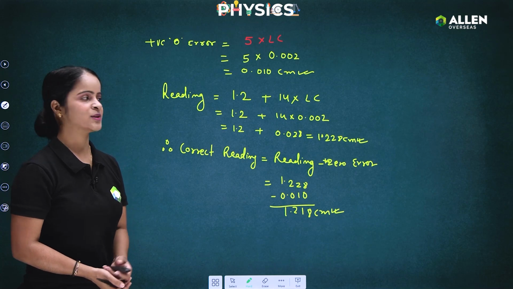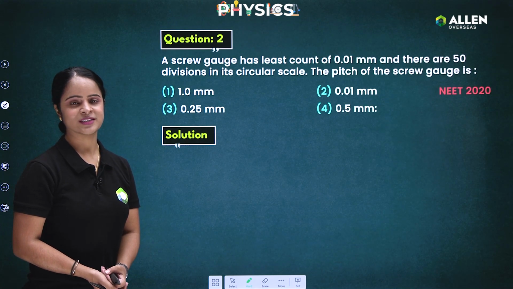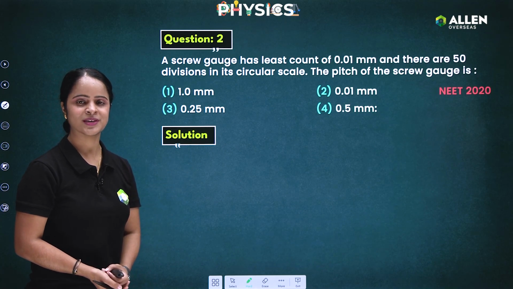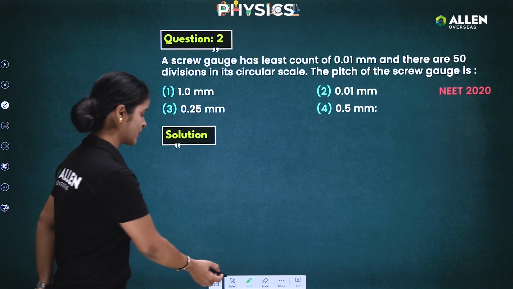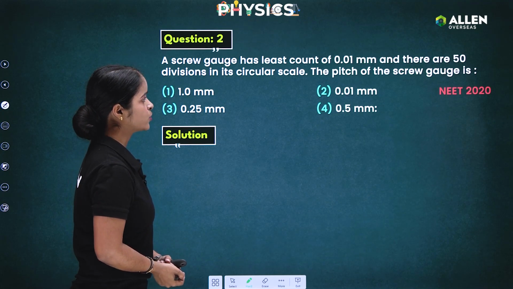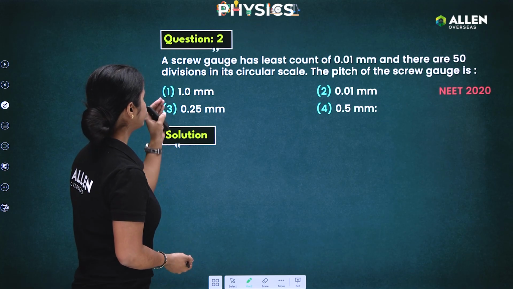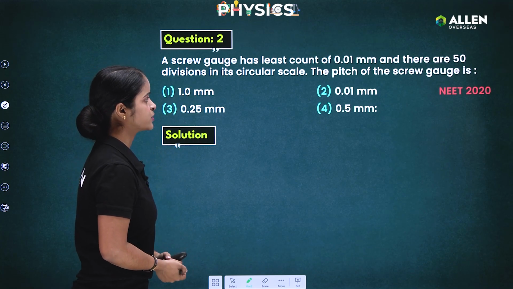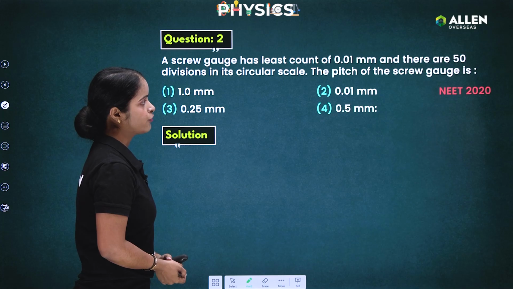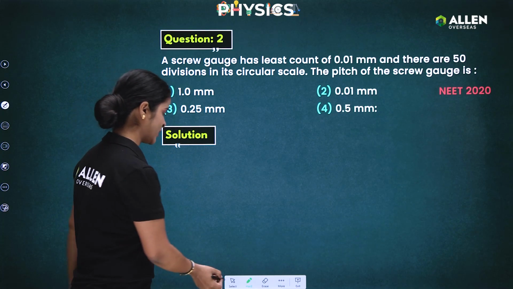So let's move ahead to the next slide. Here in this slide, again we are going to solve a direct question from NEET 2020. Let's see what is written here. A screw gauge has least count of 0.01 mm and there are 50 divisions in its circular scale. The pitch of the screw gauge is, and here we have 4 options also, right?